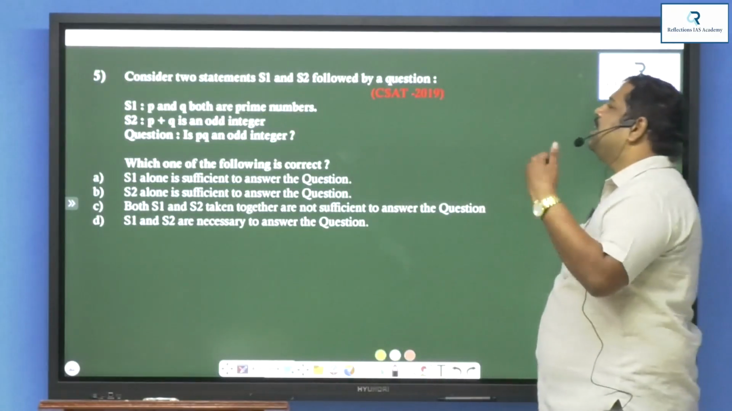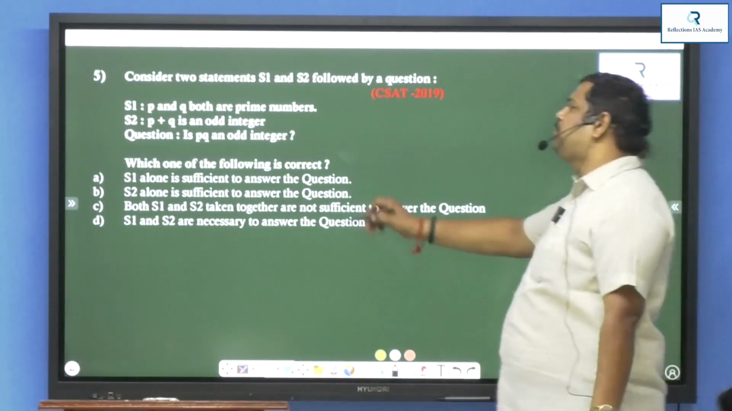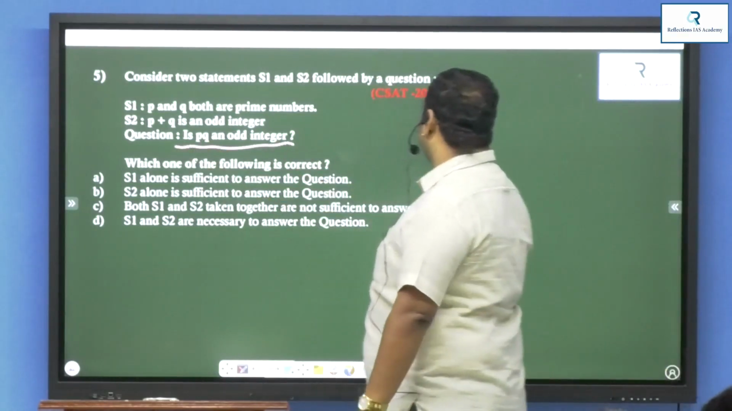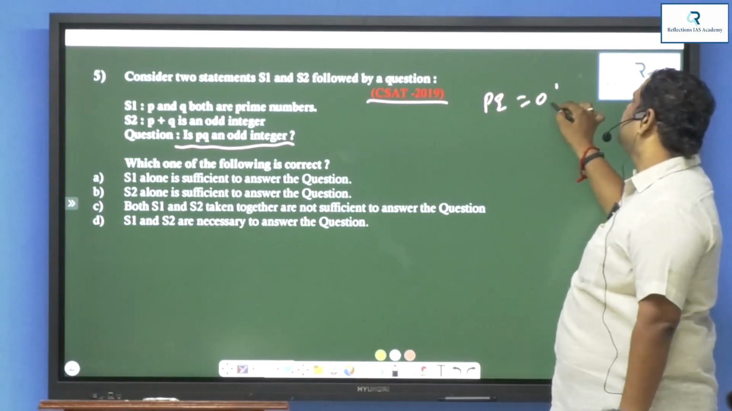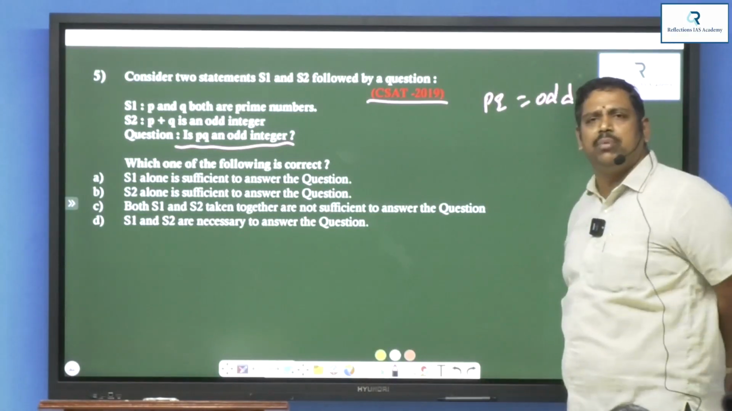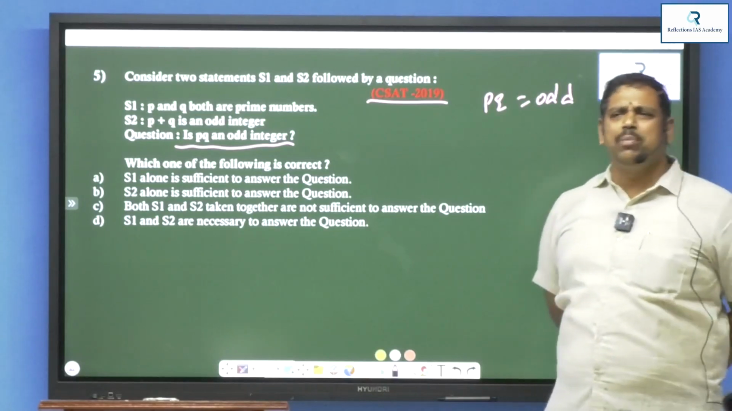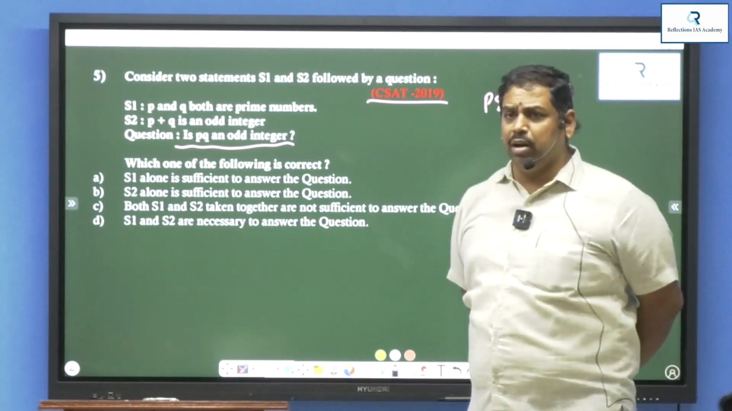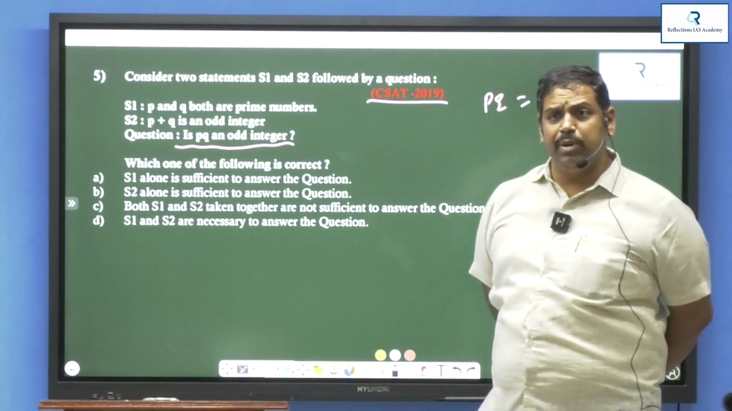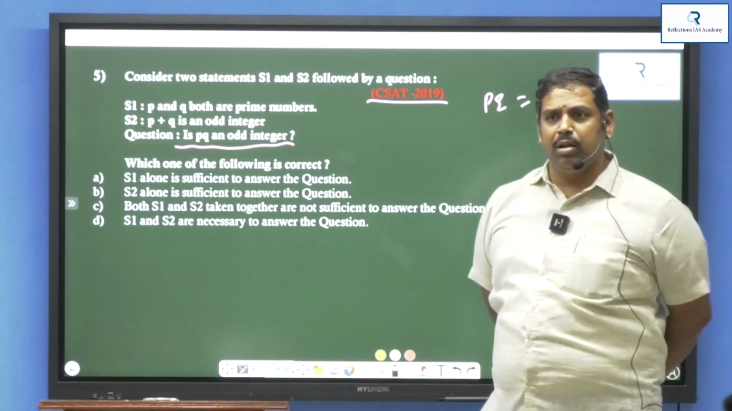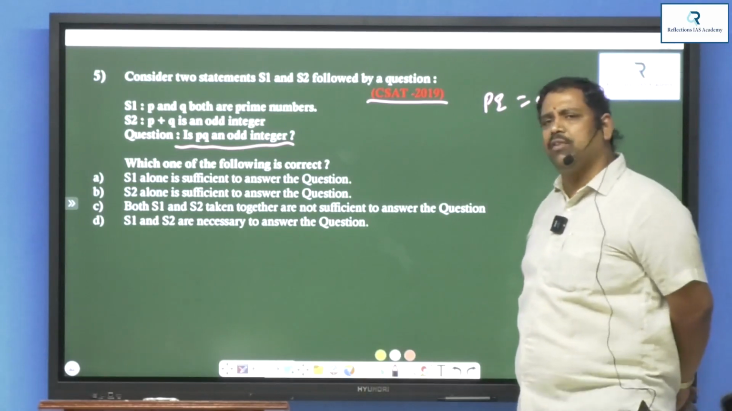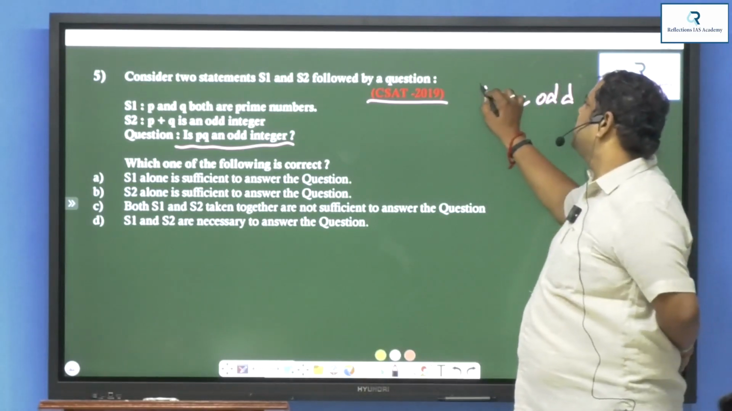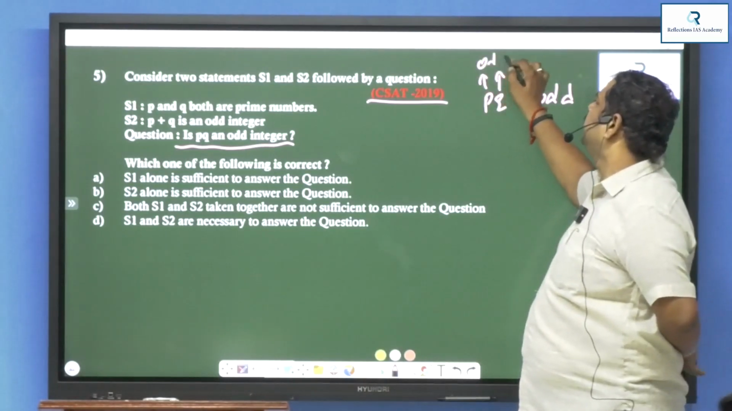Okay. Consider two statements and the question. Is PQ an odd integer? Okay. CSAT 2019 here. PQ is odd or not, he is asking. Here, if you want to say that P into Q is odd, either P should be odd or Q should be odd? Yes, sir, both should be odd. If you take any one even number, the product will be even only, right? So you should say that both P and Q should be odd only.